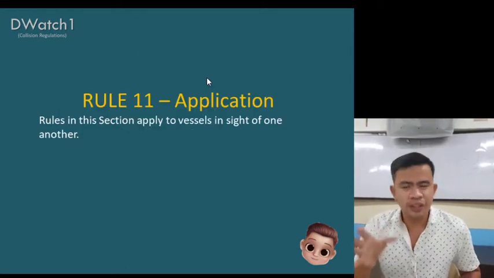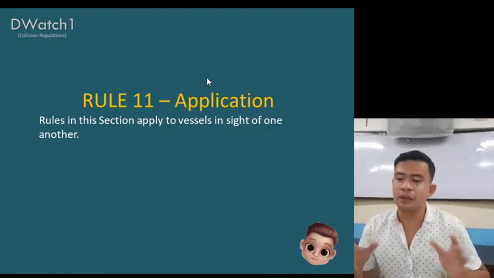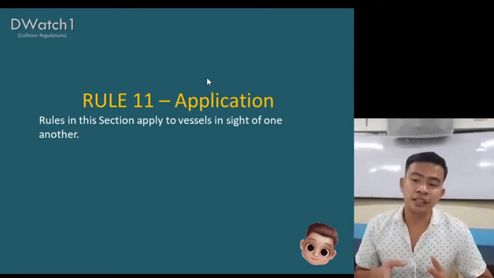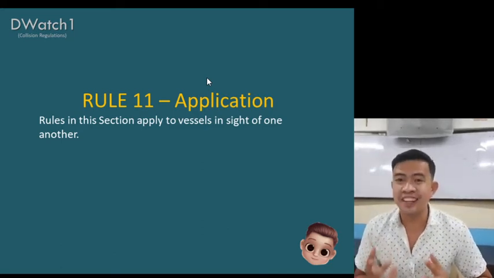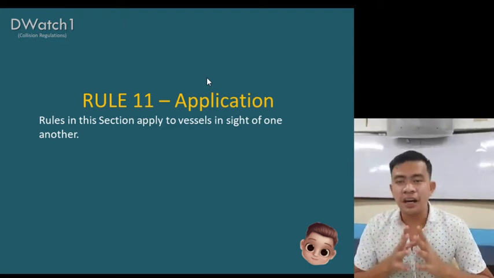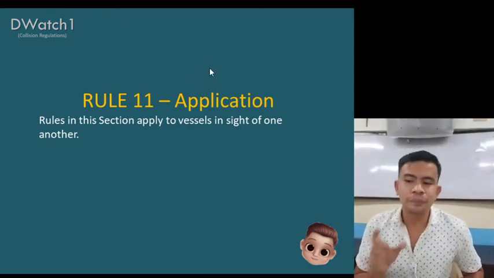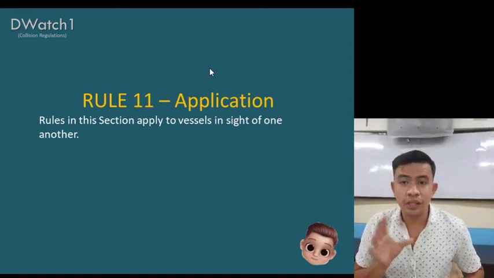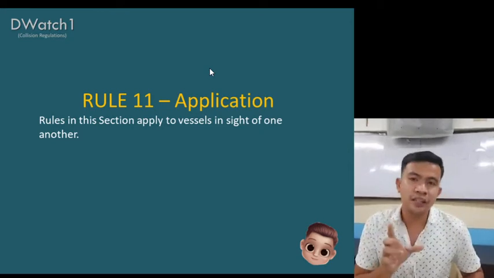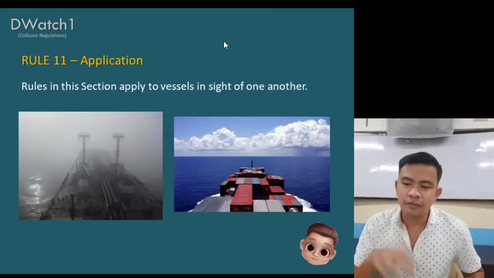Okay, so what is stated in Rule 11's application? It's very simple. Rules in this section apply to vessels in sight of one another. To simplify, in sight of one another. That is the core of this rule, wherein Section 2 of the COLREGs will apply to vessels that can see each other.